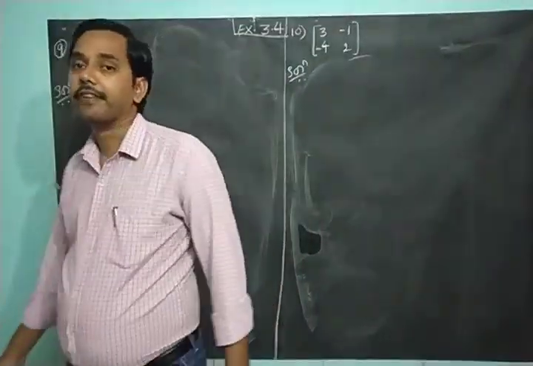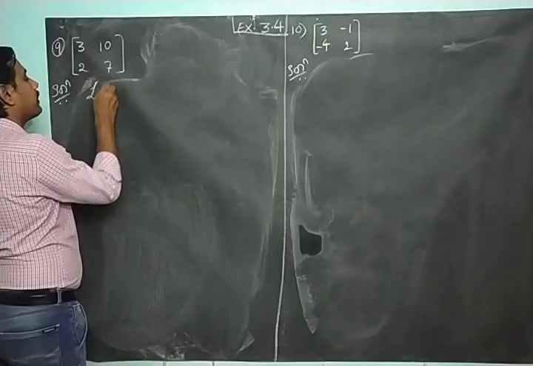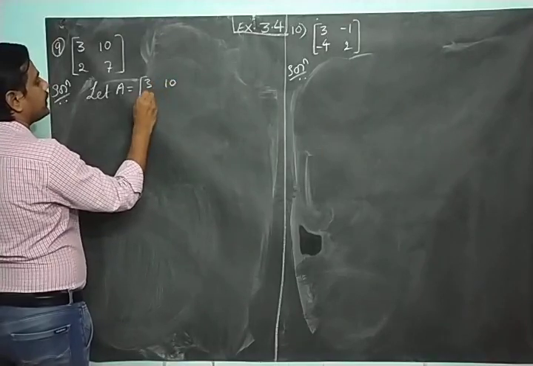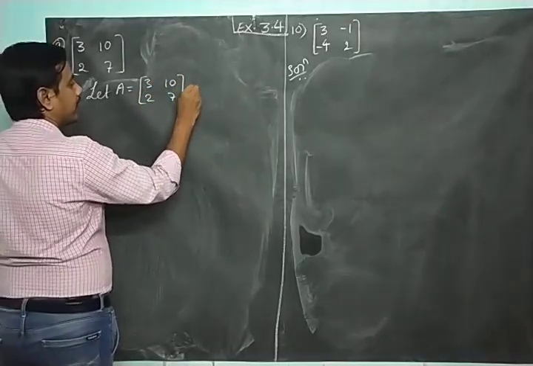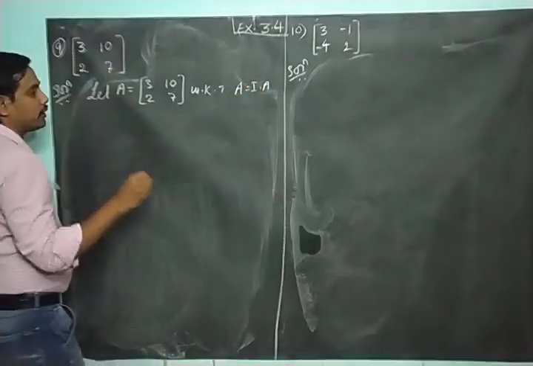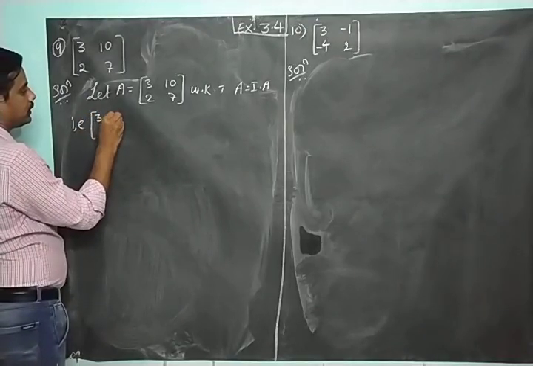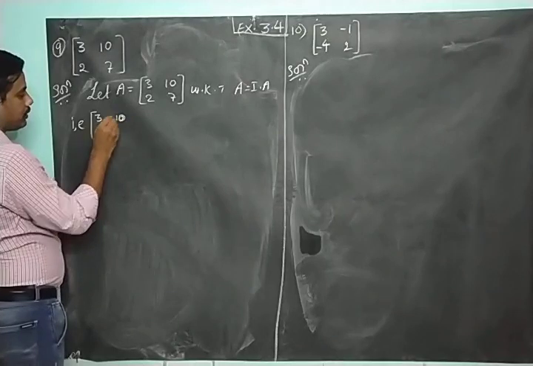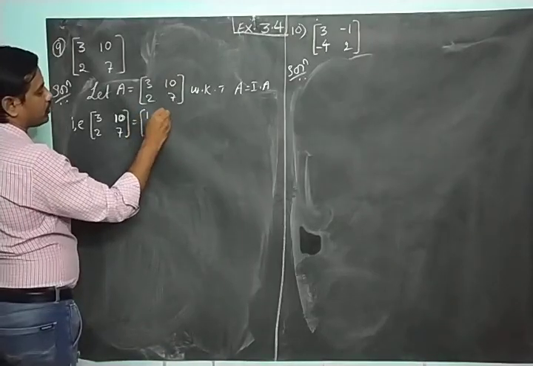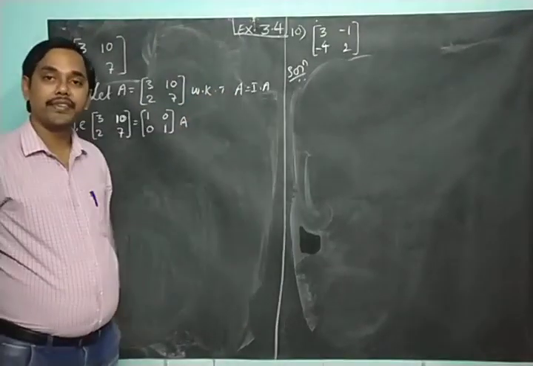So here also we need to find the inverse by using elementary transformations. First let us define this matrix. Let A equal 3, 10, 2, 7, and we know I can write A as I into A. So that is 3, 10, 2, 7 equals 1, 0, 0, 1, which is nothing but the identity matrix, into A. I have written A as I into A.